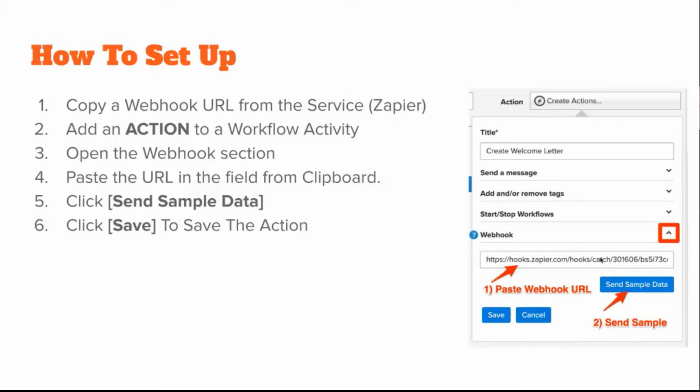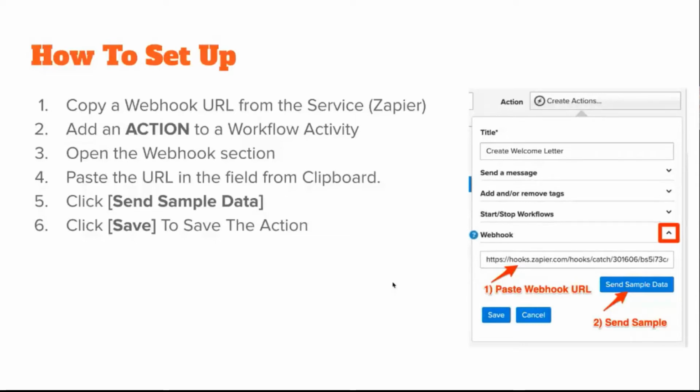The next thing you can do is click on the button that says send sample data. So what this does is it just sends some sample data to that URL address so that you don't have to go through and actually start the workflow and do the process. This is a quick and simple way just to get some basic data in there to see what fields are available. So you click on send the sample data, and it sends it. Then you click on save.